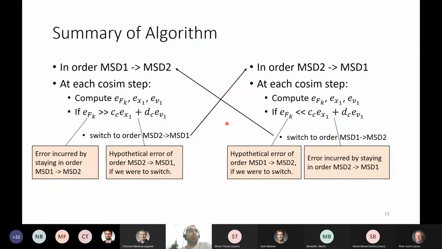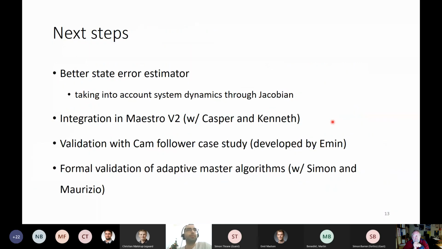That's about it. The summary of the algorithm, essentially: if I am in one particular order in a master algorithm co-simulation step, I compute it. At the end, I compare the two estimates for the inputs. If the current error I'm making in this order is much higher than the hypothetical error, then I switch, and vice versa.